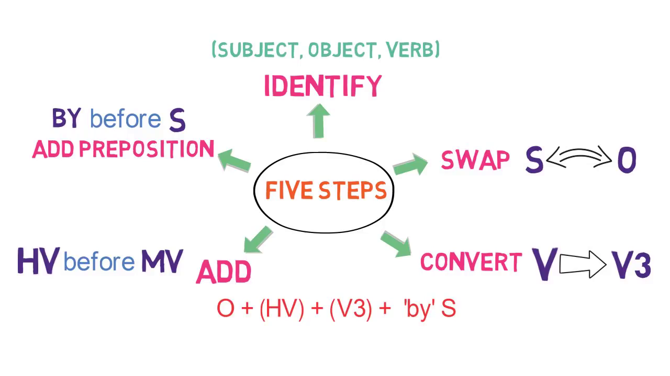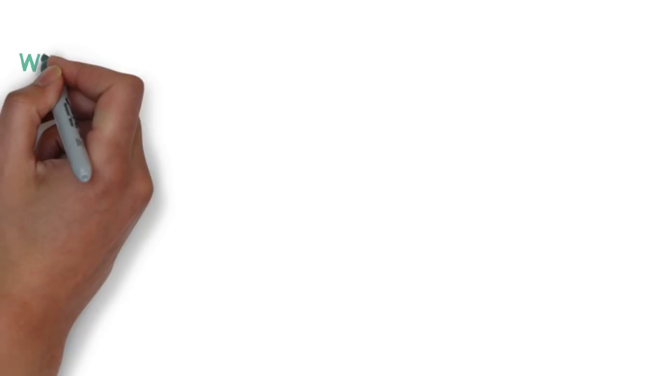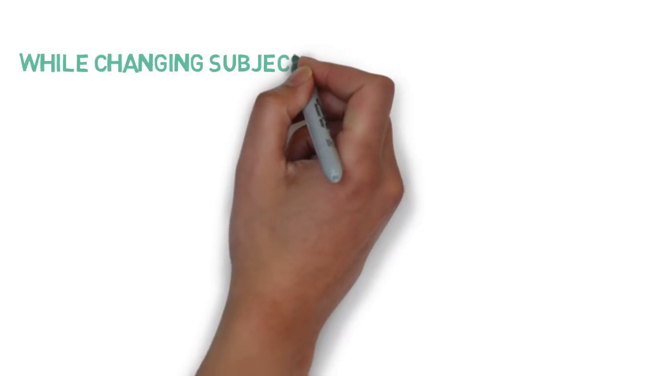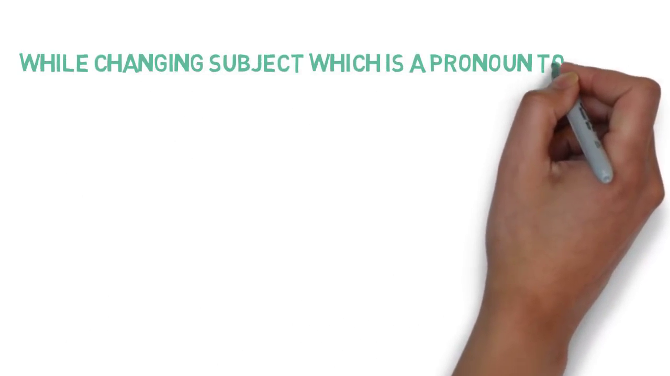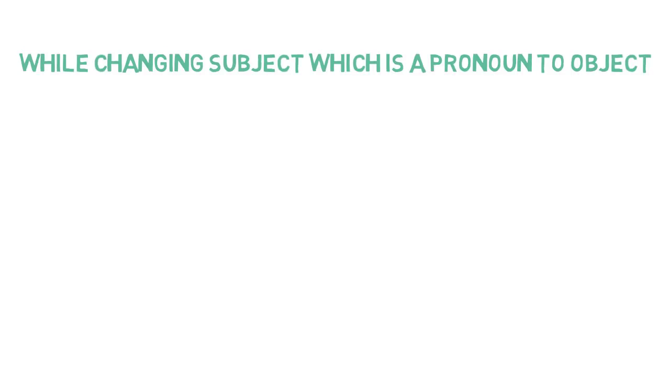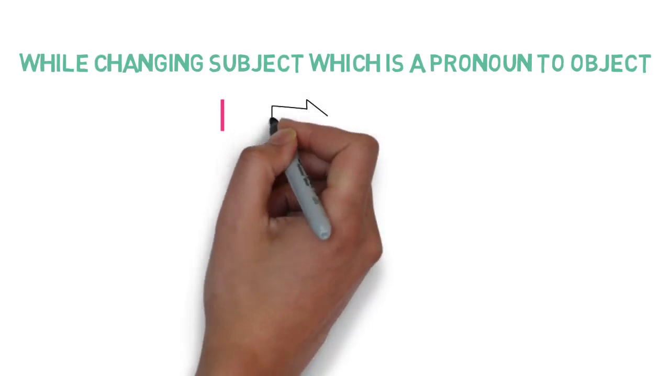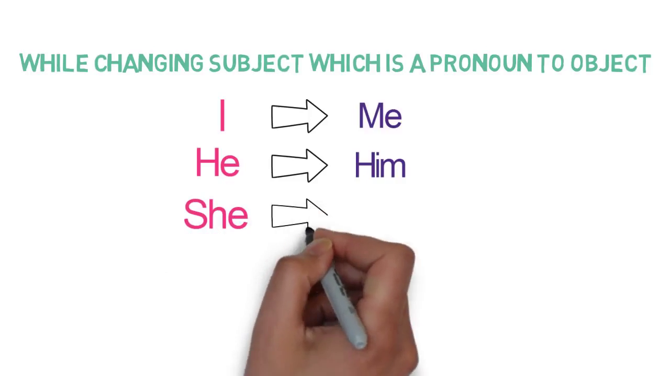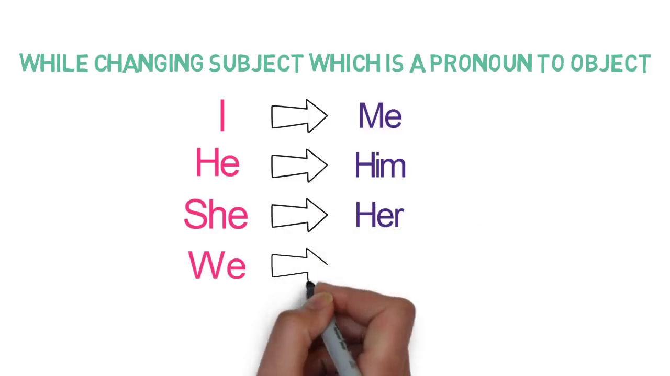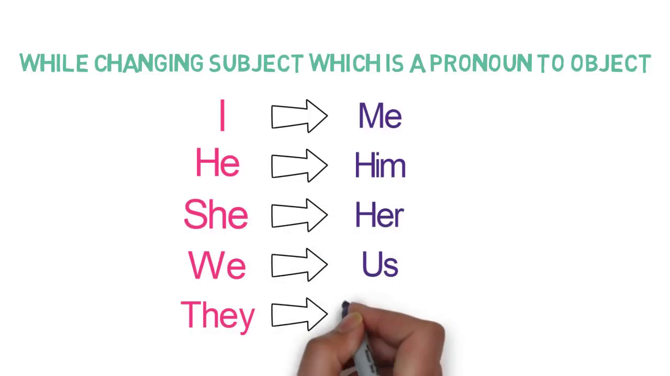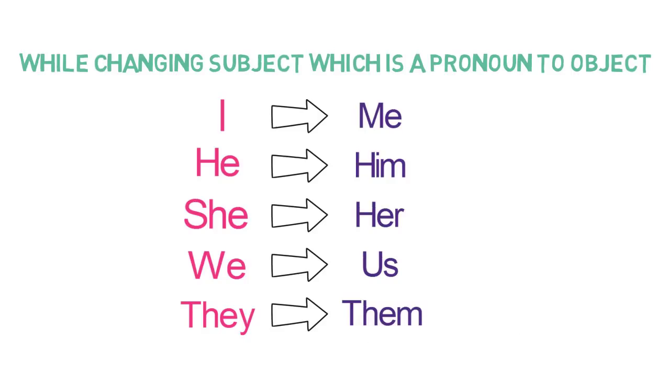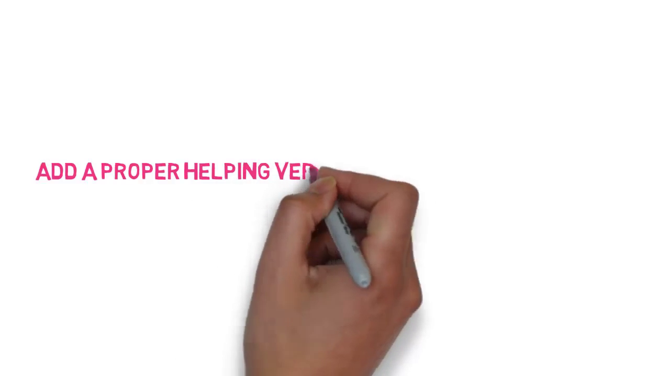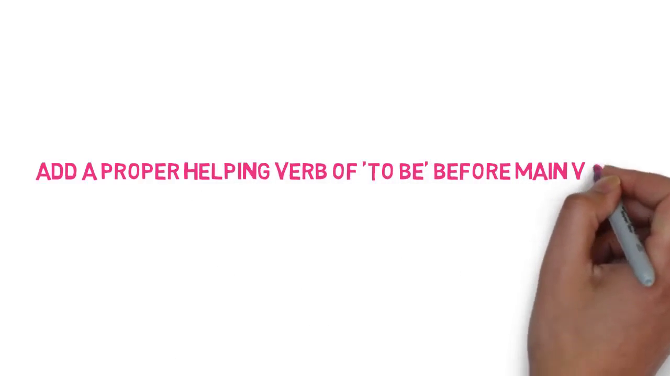There are 2 important things that need to be remembered here. Firstly, when replacing the subject with the object, if the subject is a pronoun, then the conversion will be like this. I will become me, he will become him, she will become her, we becomes us, and they becomes them. Please remember this properly. Secondly, we need to add a proper helping verb of to be before the main verb.